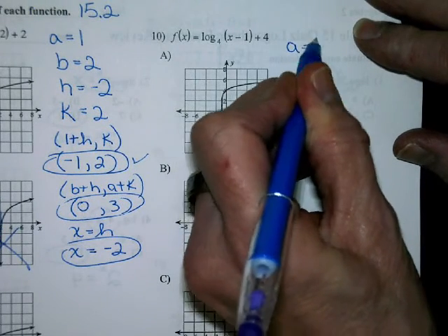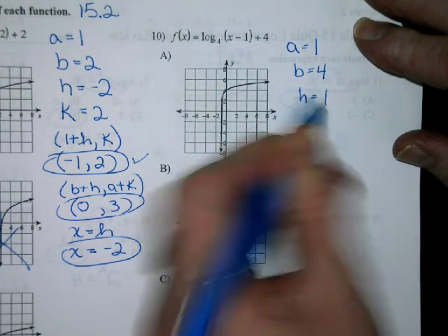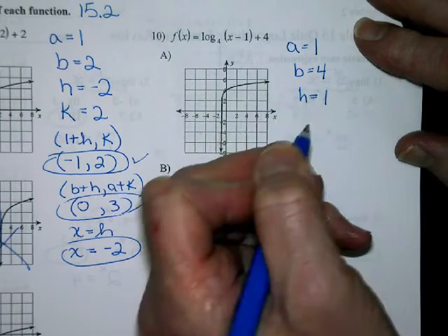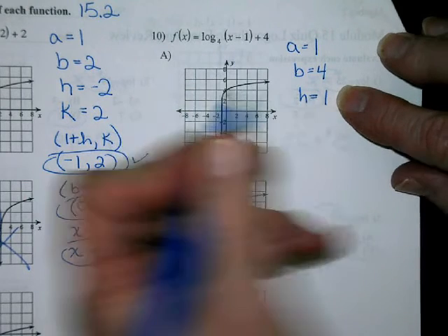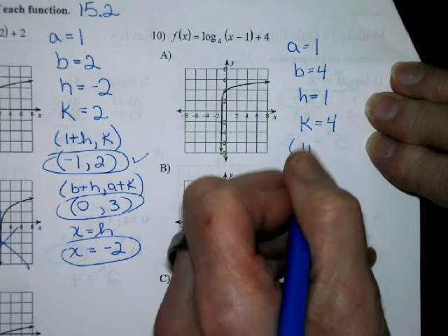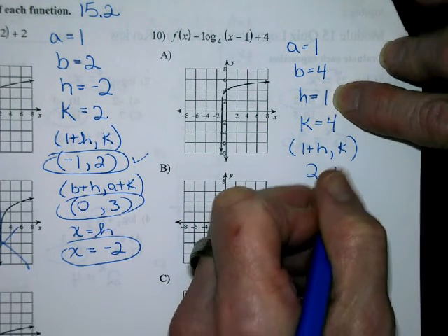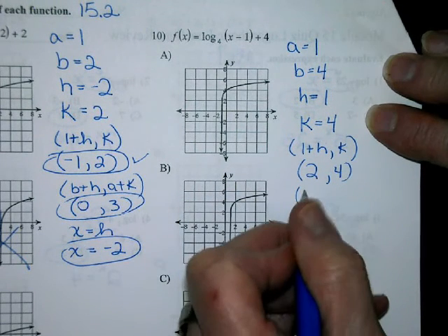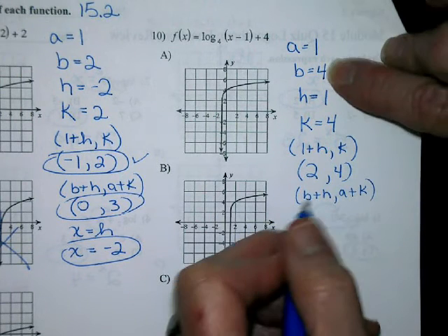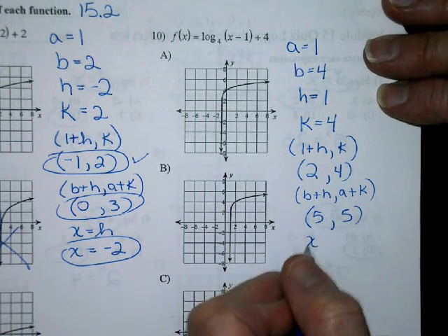You just peel it, it's just like you read it. A is 1, B is the little 4, H is a positive 1. That's where you might make a mistake, but it'll come up because none of the graphs will fit your answers, and it might have been because you got the sign of H wrong. And K is 4. So 1 plus H and K: 2, 4. B plus H and A plus K: 5, 5.